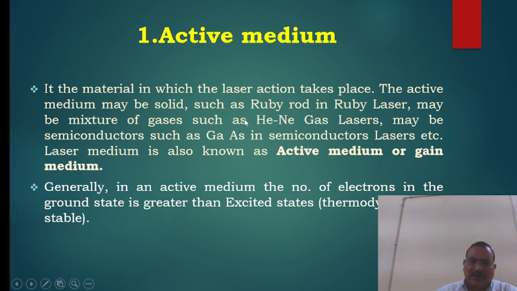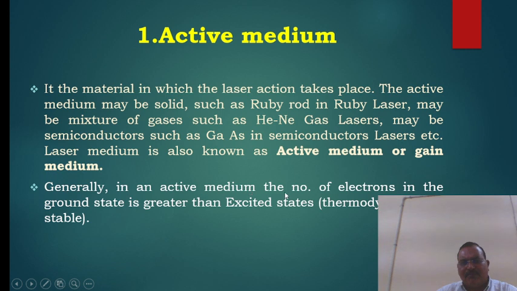If I have a gaseous laser like helium neon, then what are helium and neon? They are gases, a mixture of He and Ne. These are the active medium. If I have semiconductors, then what is the active medium? Gallium arsenide. The mixture of these two different elements is the active medium. We sometimes call it the gain medium.